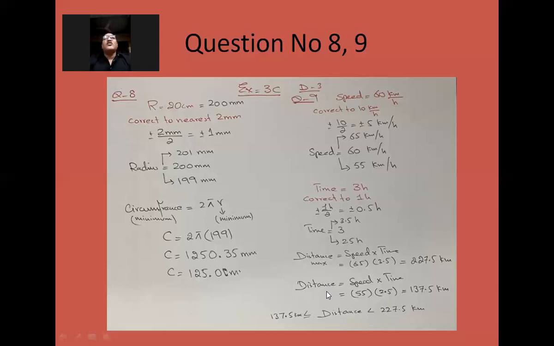So now you see, we know the upper bound of the distance traveled, that's 227.5 kilometers, and we know the lower bound of the distance traveled, that is 137.5 kilometers. So I can write this in the form of an inequality. So the distance traveled will be greater than or equal to 137.5 kilometers and less than 227.5 kilometers. So that is question number 9, my dear students. This topic is very, very, very important.